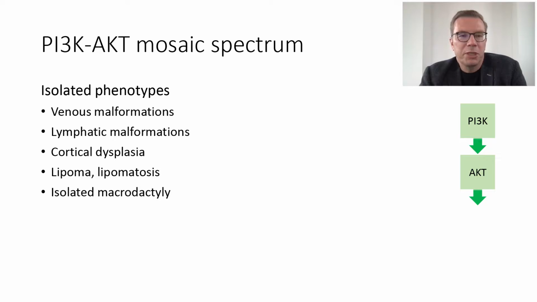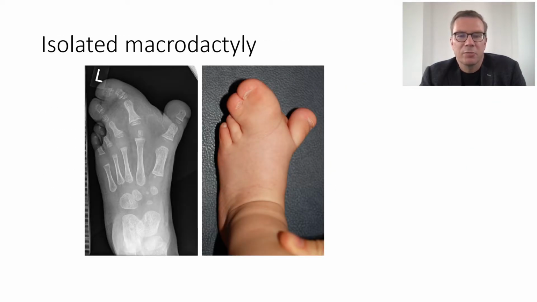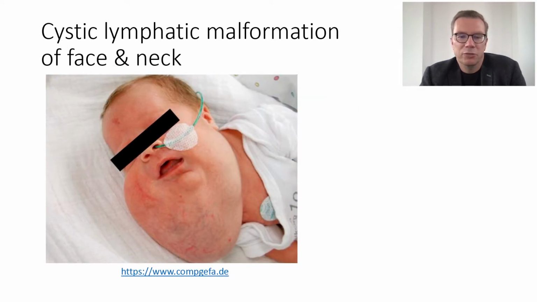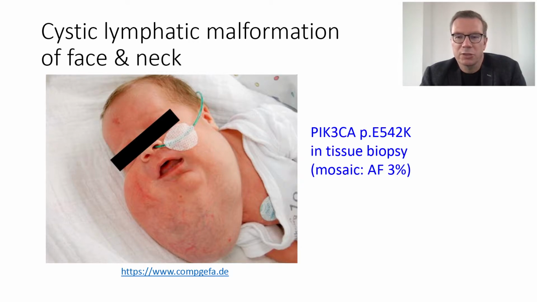Similarly, in the PI3 kinase AKT mosaic spectrum, isolated phenotypes may be venous or lymphatic malformations, cortical dysplasias of the brain, lipomas, or isolated macrodactyly, as shown in the next slide. In the case of these lesions, you usually find PIK3CA mutations, the classical oncogenic mutations in bone or adipose tissue. In this case, it was an allele frequency of 20%. Or cystic lymphatic malformations of the neck can have PIK3CA mutations.